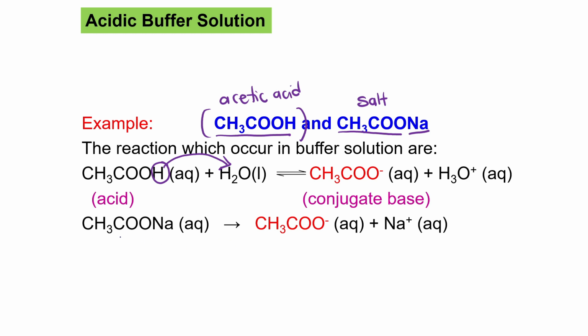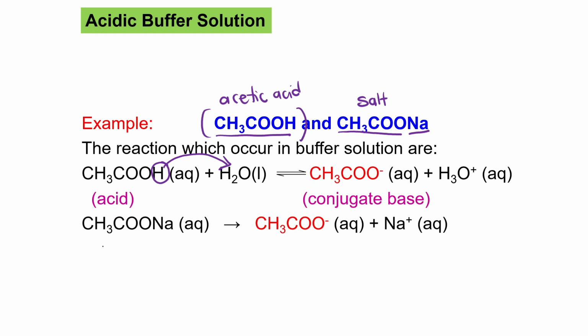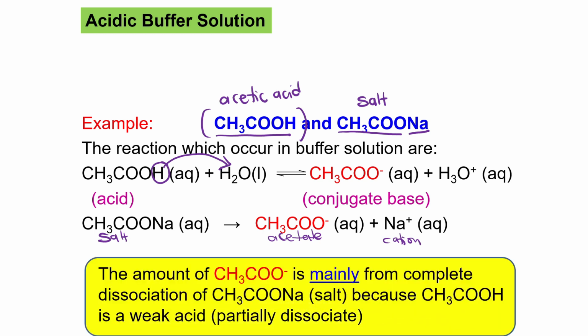CH3COONa, so this is from the salt, daripada garam kita tadi. So salt will dissociate kepada acetate ion dan juga Na+, cation. So which is our cation came from strong base. So the amount of acetate is mainly from complete dissociation of salt, because weak acid is partially dissociate.